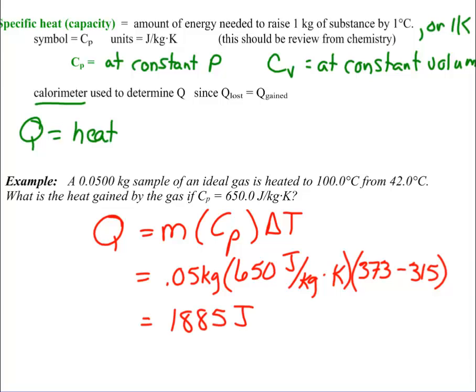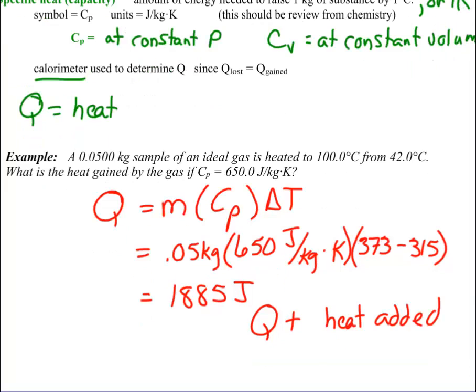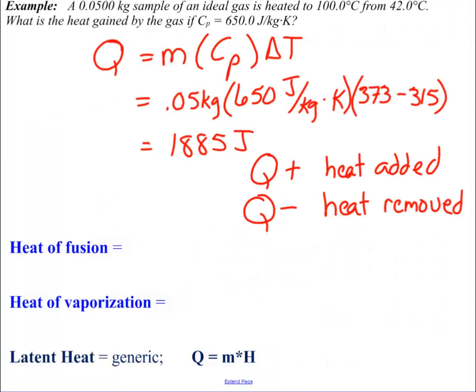Now we added heat. This number is positive, so Q is positive when heat is added. So if Q is positive when heat is added, that must mean that Q is negative when heat is removed. Heat of fusion, heat of vaporization. Fusion is the term that's used when we're talking about heat flow for something that is either freezing or melting. In other words, it's the phase change between solid and liquid. And if you think about what goes on with a substance when it goes through a phase change, its temperature remains constant.